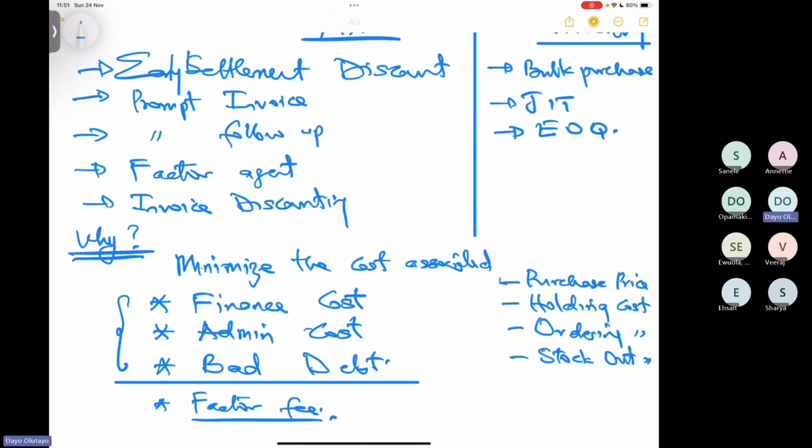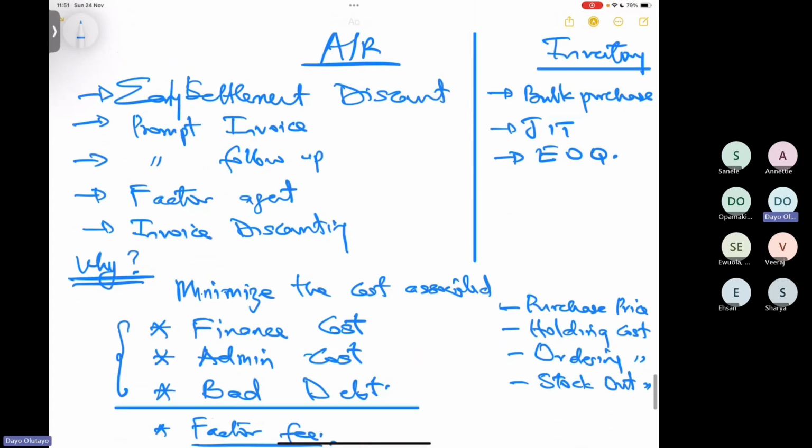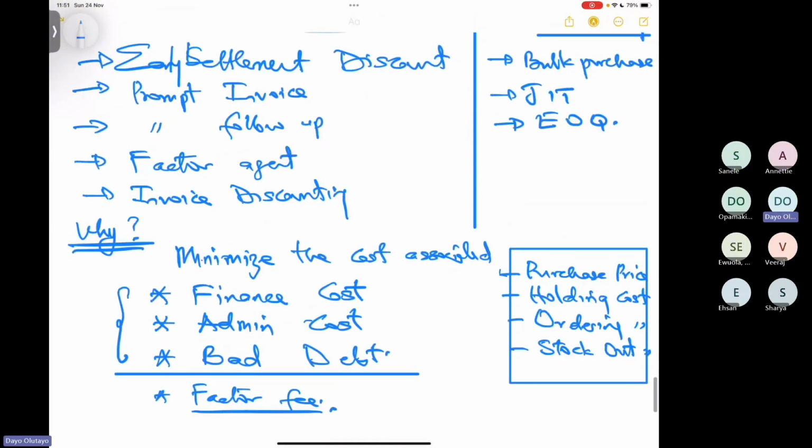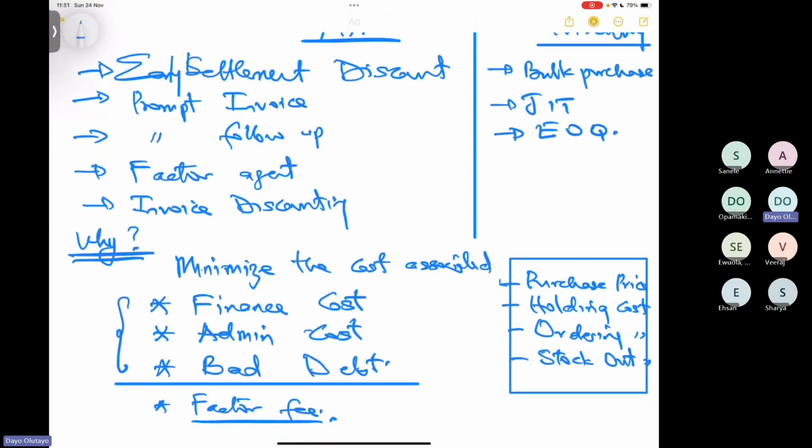And a typical way of testing this, especially in section A, is the question might just ask you, if a company is using JIT, which of these costs do you expect to go up and which one do you expect to come down? Or they say if you're using bulk purchase discount, which of these costs will go up, which one will come down, or which of the following statements is correct? Then they will start playing around with all these costs.